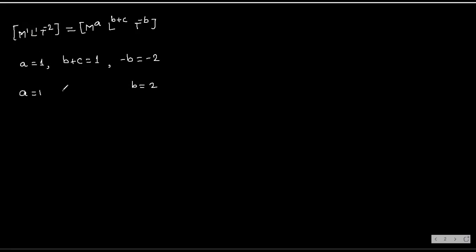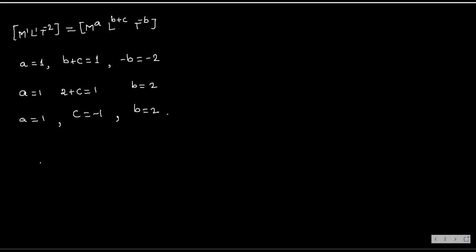So if this is 2, I have substituted here. 2 plus C is equal to 1. So C is equal to how much? Minus 1. So what we got now? A, B and C values. We got like this. A is equal to 1, C is equal to minus 1 and B is equal to 2.